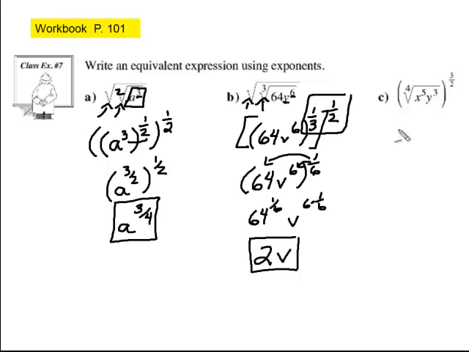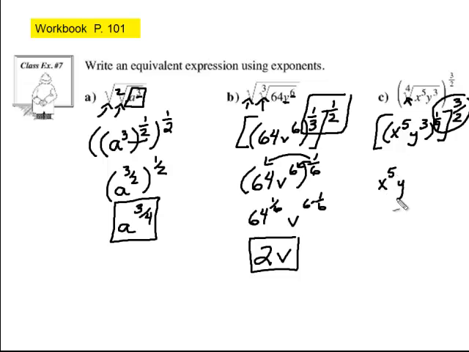And finally, in the last one, x to the 5th, y cubed. That's all written with an exponent of 1/4. I see that here. And then outside I have an exponent of 3/2. So just like last time, maybe it's easier to combine those exponents first.